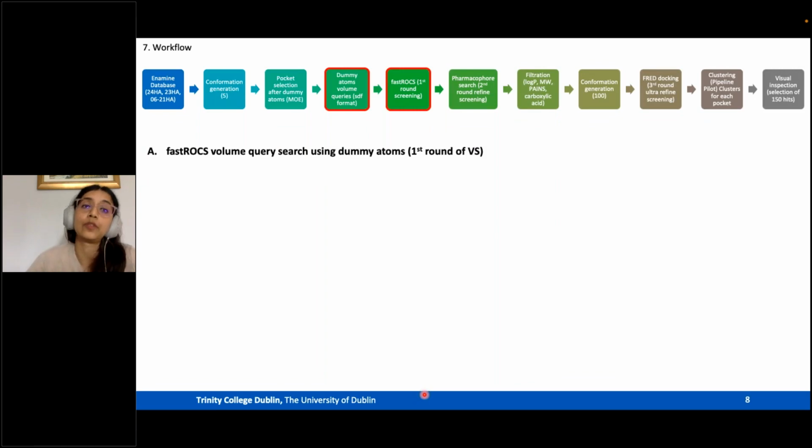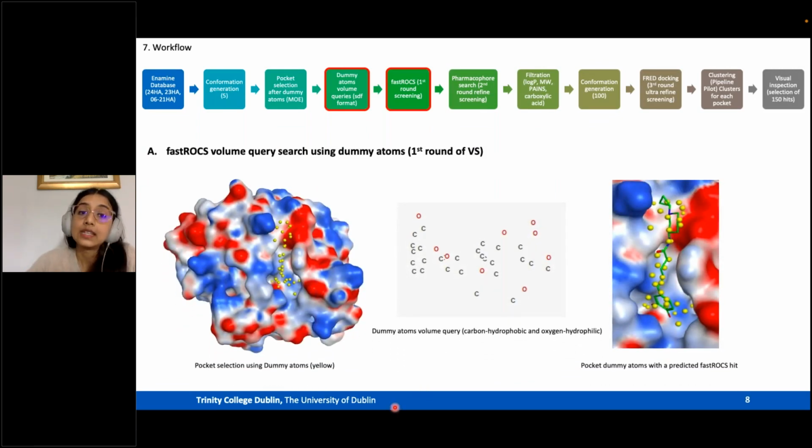So the first round of the workflow was with the FastROCS volume query. What FastROCS does is it takes in the volume that is covered by these dummy atoms. We converted these dummy atoms into oxygens and carbons, representing the hydrophobic and hydrophilic cavity points respectively. As an output, these hits mapped really well with the volume that was covered by these dummy atoms. So this snapshot really shows you how well these hits mapped with the dummy atoms and the volume that was covered by these dummy atoms.